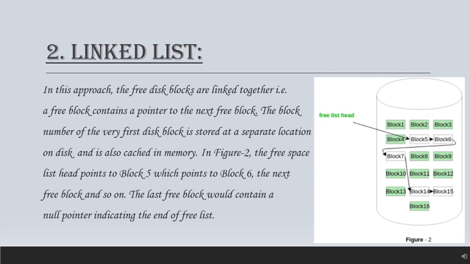The block number of the very first disk block is stored at a separate location on disk and is also cached in memory. In figure 2, the free space list head points to block 5, which points to block 6, the next free block, and so on. The last free block would contain a null pointer indicating the end of the free list.